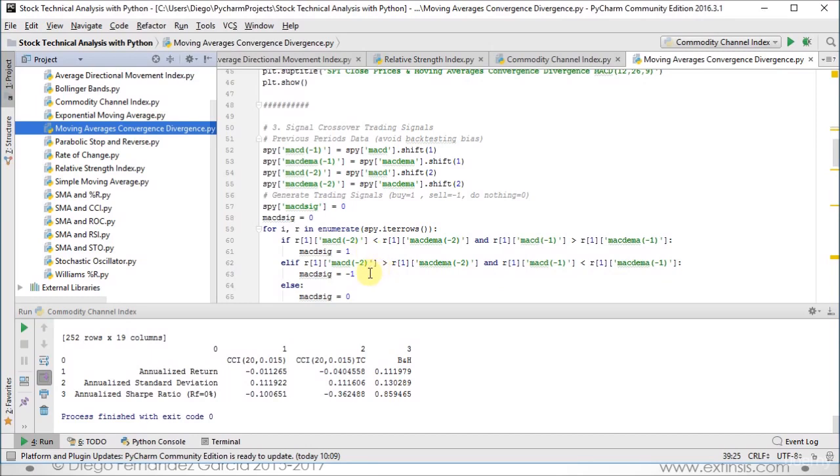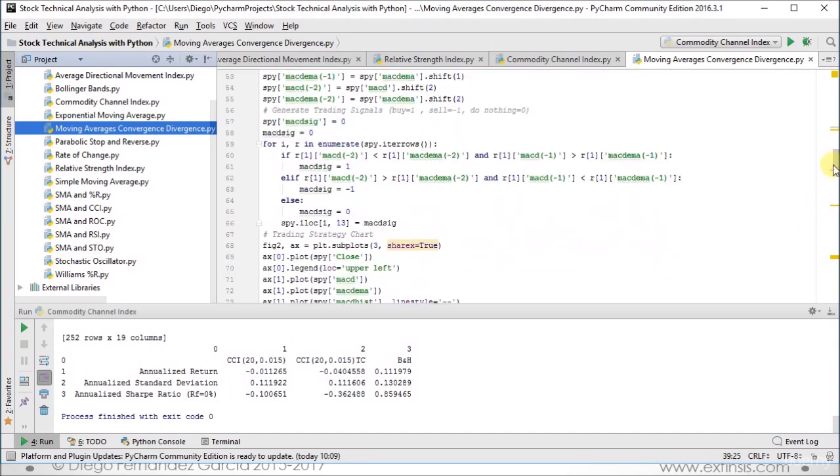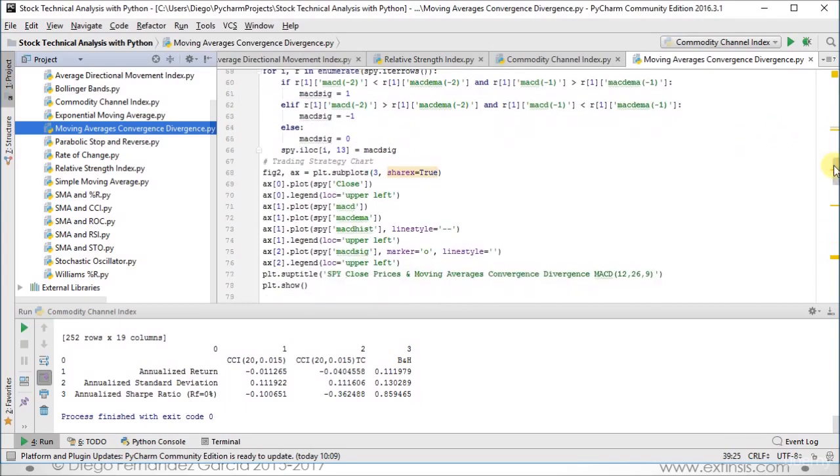If none of these two conditions is met, then we have L0, meaning we do nothing. In all of the for loops, we are updating our original data frame SPY iLog at I row from the for loop, and the corresponding column, which is 13, where we created this one, and we updated with the values we obtained within our for loop. Then we proceed to do our trading strategy chart.